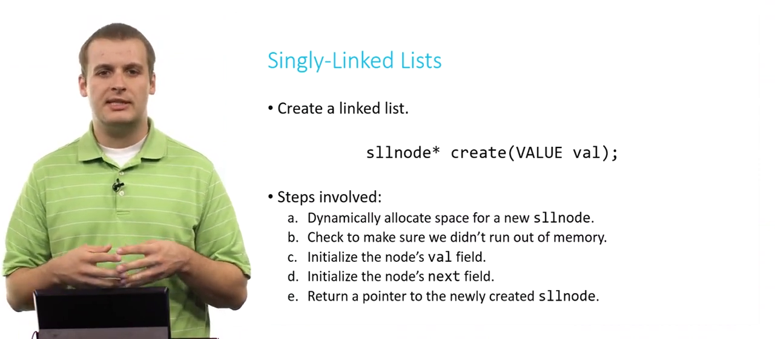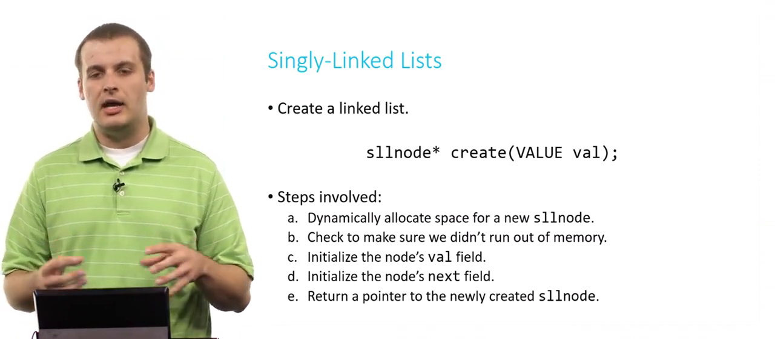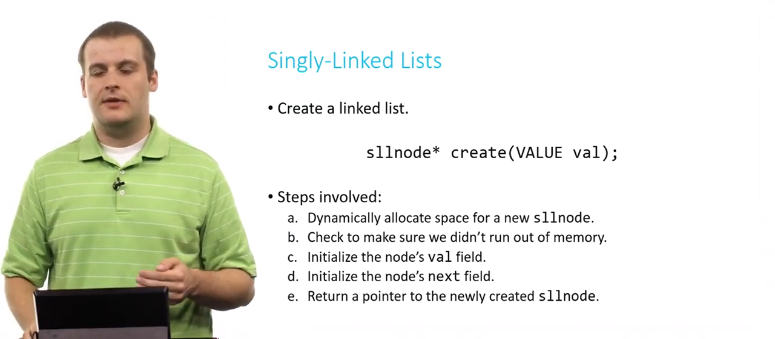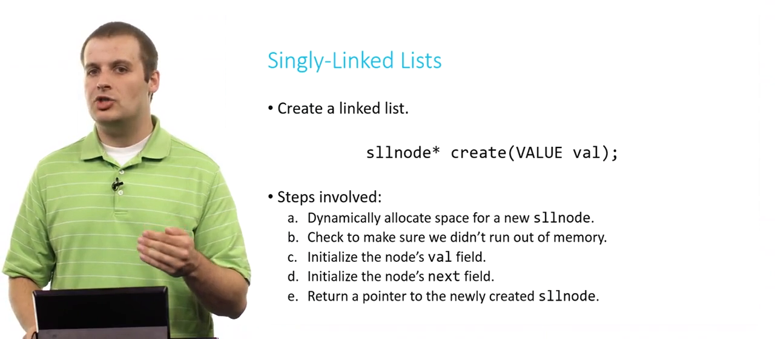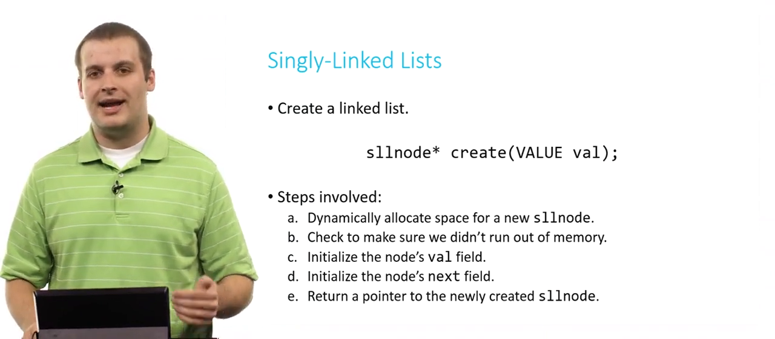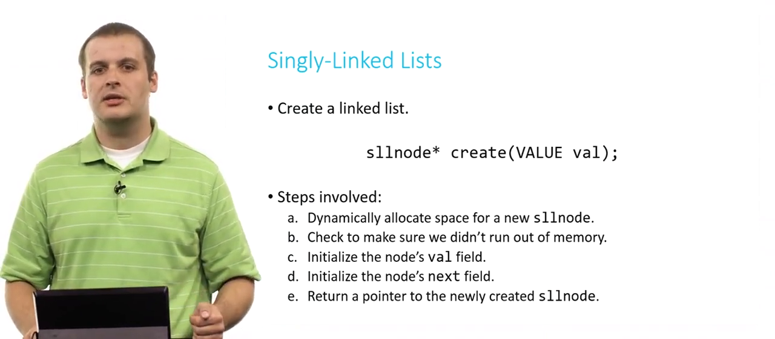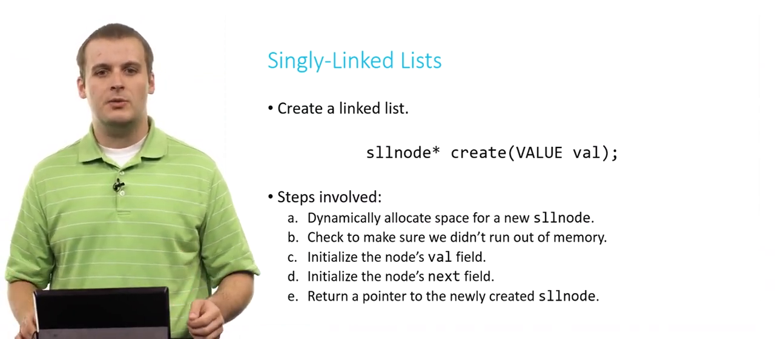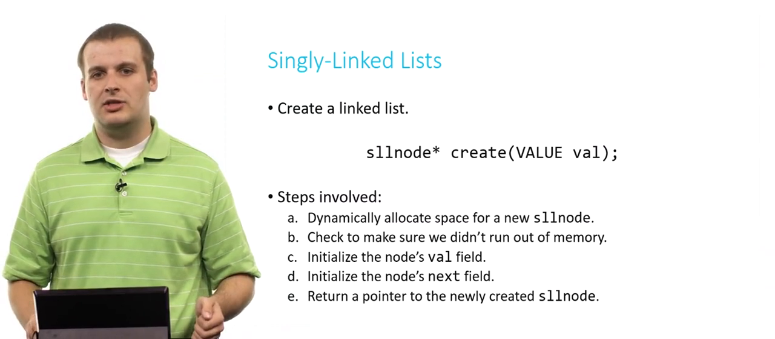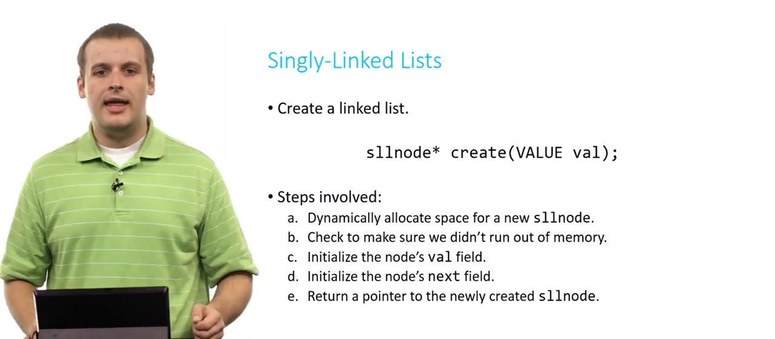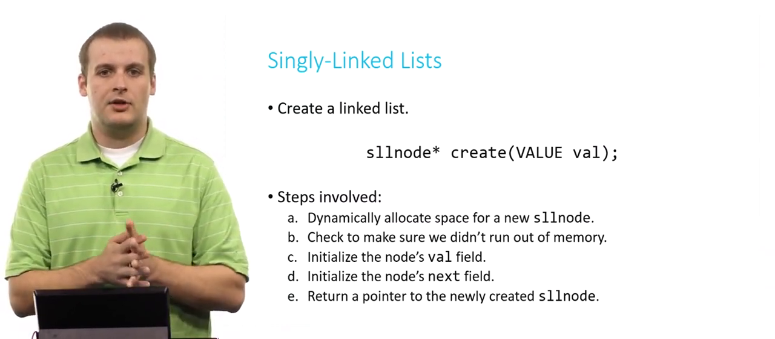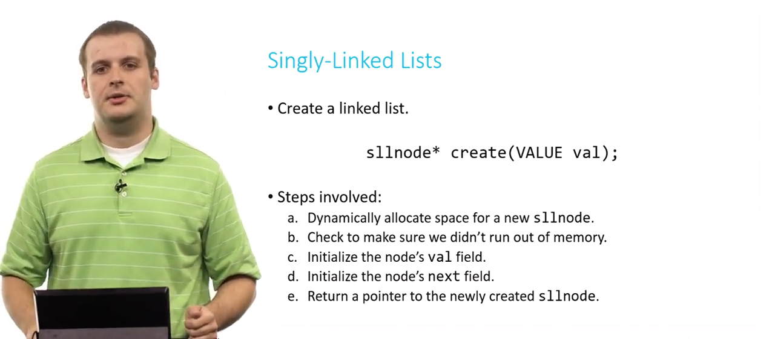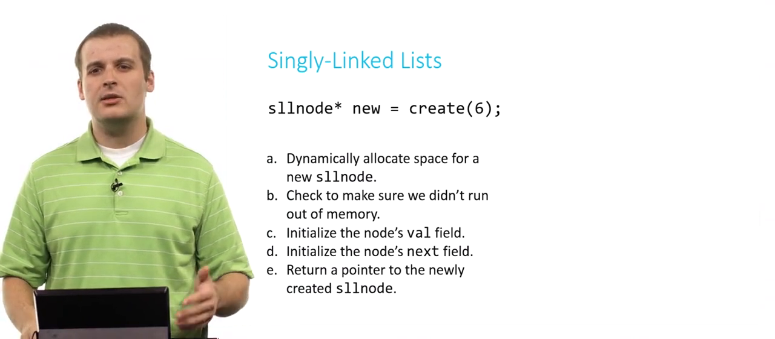So what are the steps involved here? Well, first thing we need to do is dynamically allocate space for a new node. Again, we're creating it out of thin air, so we need to malloc space for it. And of course, immediately after we malloc, we always check to make sure that we did not get back null. Because if we try and dereference a null pointer, we're going to suffer a seg fault, and we don't want that. Then we want to fill in the fields. We want to initialize the value field and initialize the next field. And then, as the function prototype indicates, we want to return a pointer to an SLL node.